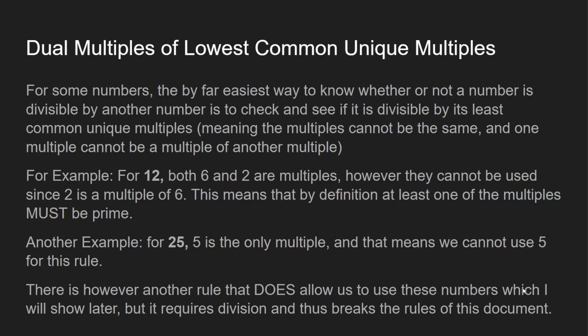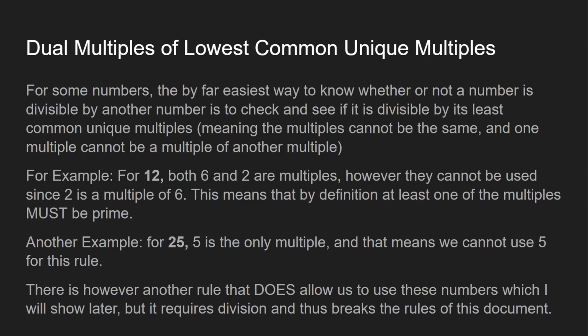And another example here, we have 25. 25 has only one multiple, and that is 5. That's 5 squared, obviously, equals 25. And that means we cannot use 5 for this rule. We're going to have to come up with our own special method for divisibility by 25, which I already did. I showed that earlier. Obviously, if the final two digits are either 25, 50, 75, or 0, it's divisible by 25.